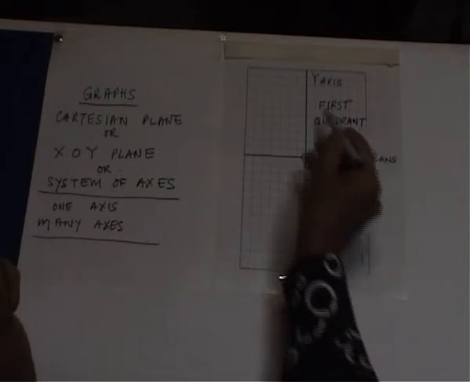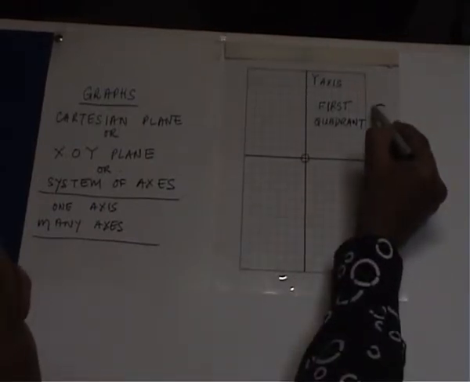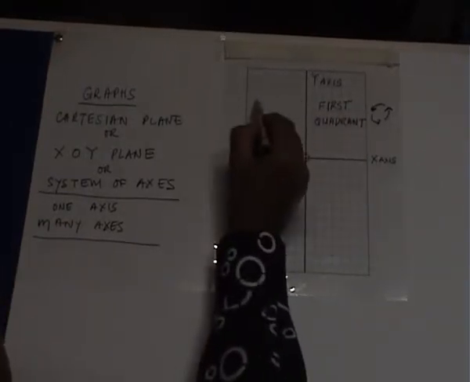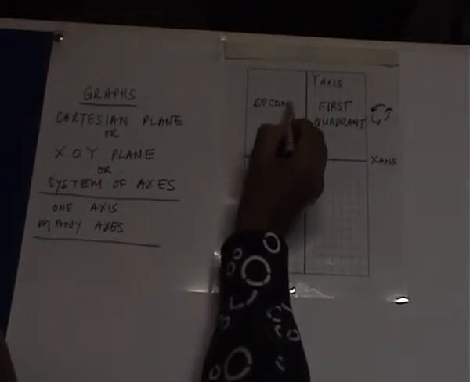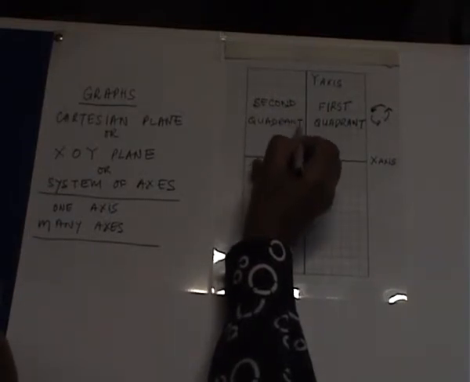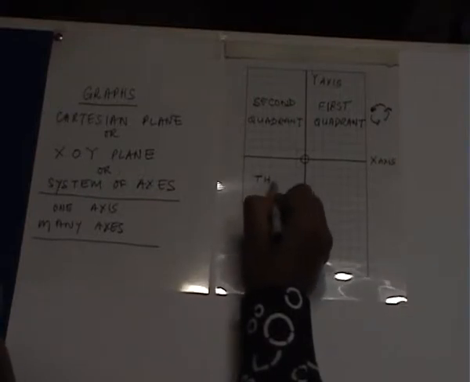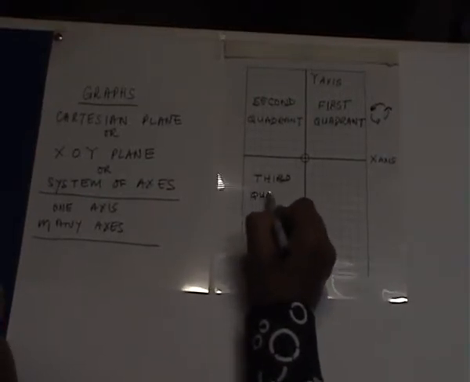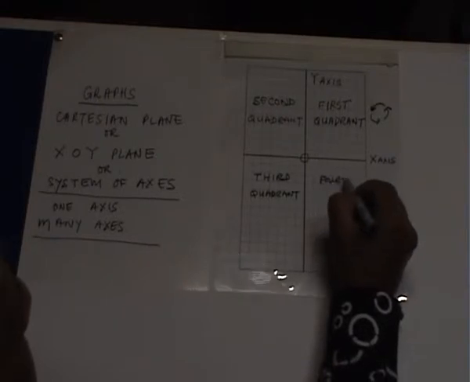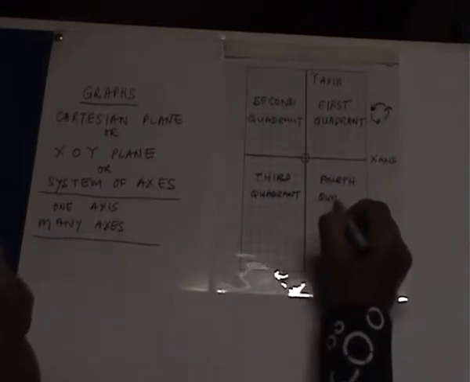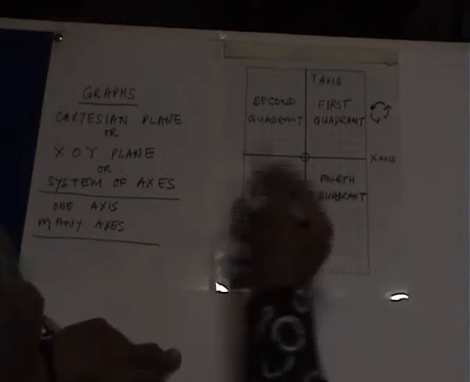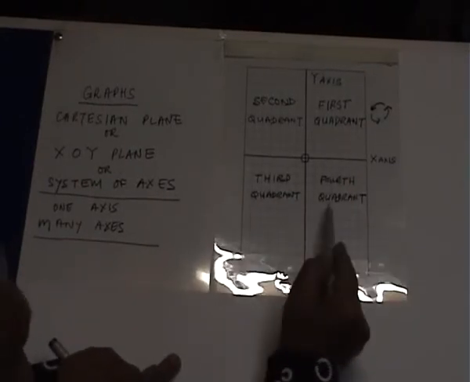And then what you have to remember is that when we deal with a graph paper, we always work anti-clockwise. So from here we move on here. So this will be the second quadrant. This will be your third quadrant. And this is your fourth quadrant. All right. So the graph page is divided into first quadrant, second quadrant, third quadrant, fourth quadrant.